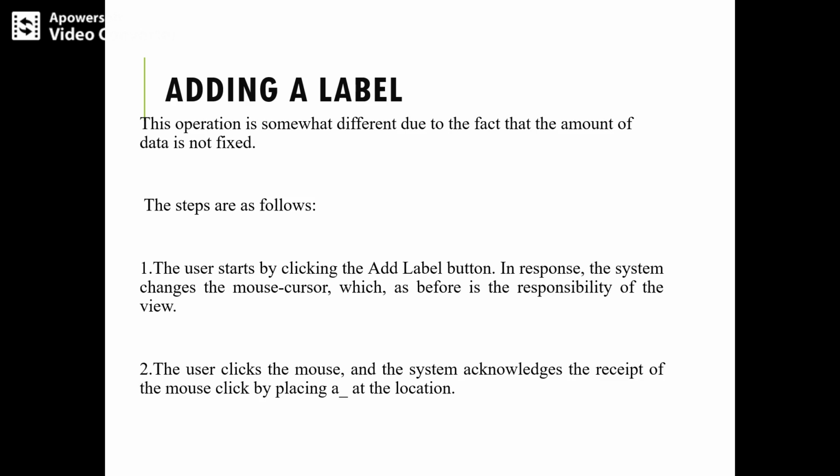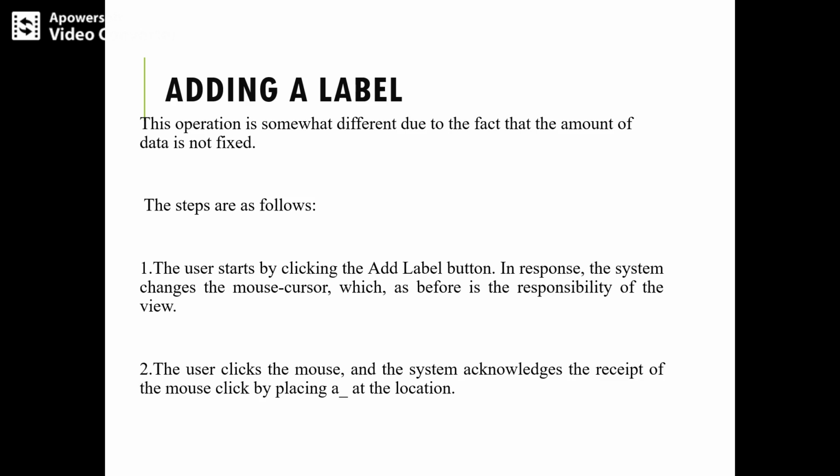These are the steps when we need to add a particular label. The first one is very simple: the user starts by clicking the add label button. In response, the system changes the mouse cursor, which, as before, is the responsibility of the view. Whenever the add label button is clicked, we need to see this kind of change in the model.